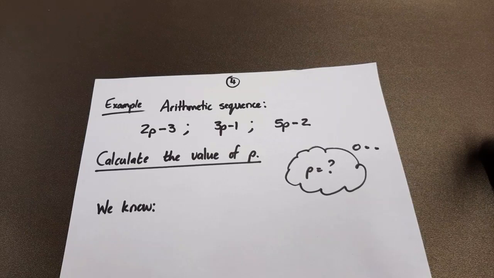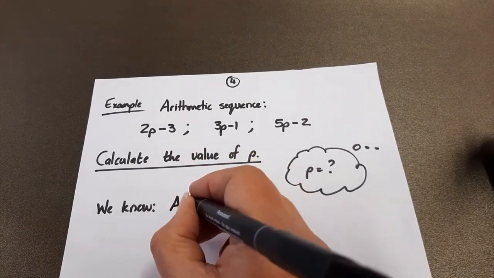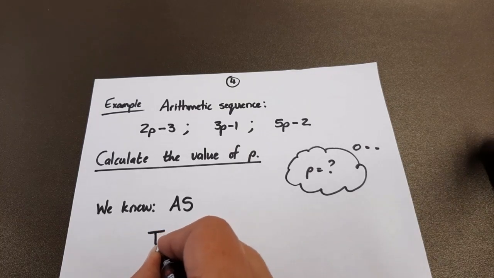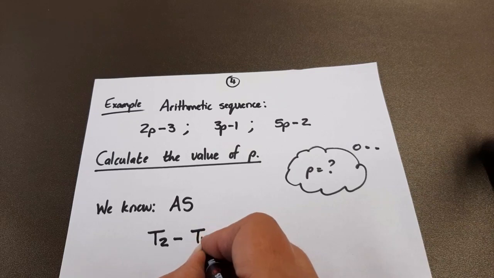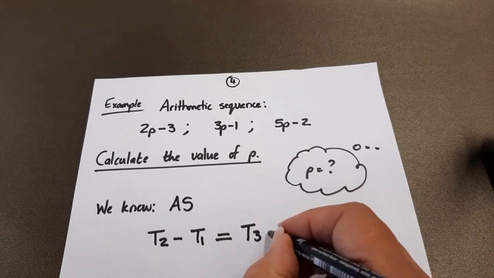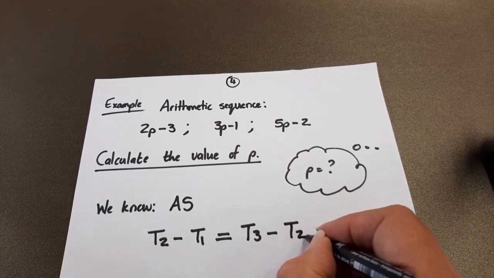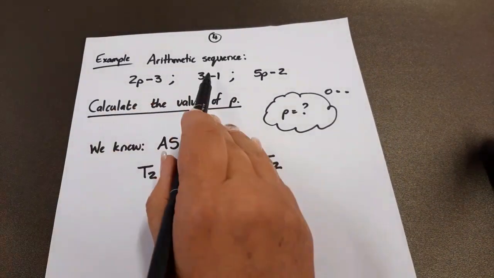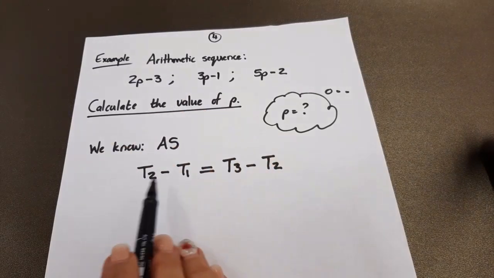What do we know already? We know we are working with an arithmetic sequence. They say that. And because we're working with an arithmetic sequence, we also know that term 2 minus term 1 will be the same as term 3 minus term 2. And now we can substitute them. That is term 2, so we can put it here.